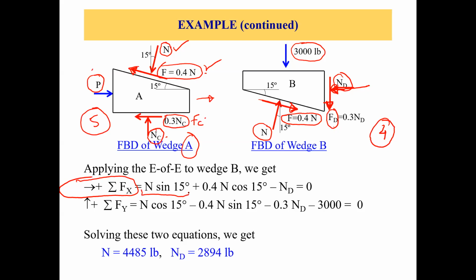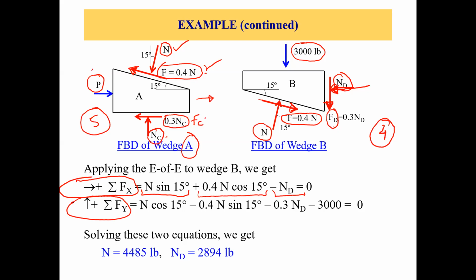So this is the x component of normal force at the bottom of wedge B. This is the x component of the friction force at the bottom of wedge B, and this is the normal force on the right side of wedge B, right? So we have these three forces acting on this wedge B in x direction. Next, we will use this sigma Fy equals 0 with the sign convention of upward positive. So how many forces do we have in y direction?